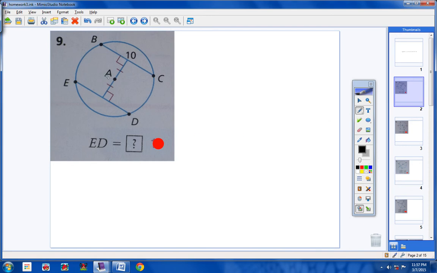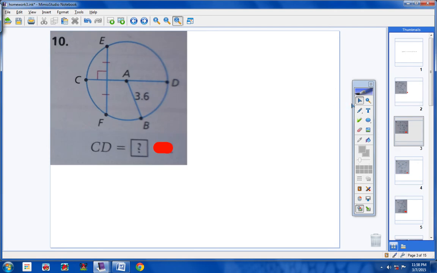Now, please notice something, students. Notice here's the center, and notice the distance from the center to ED is congruent to the distance from A to the segment BC. They are the same. Also notice we have a right angle here. So listen to me carefully. Anytime we have chords that are equidistant from the center, those two chords will always be congruent. So notice that BC and ED are both equidistant from the center. Because of this, we know that BC is congruent to ED. So BC is 10, ED is also 10.